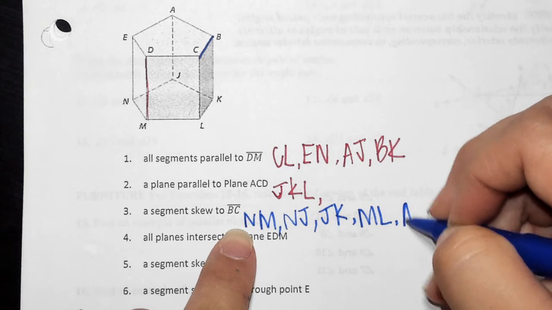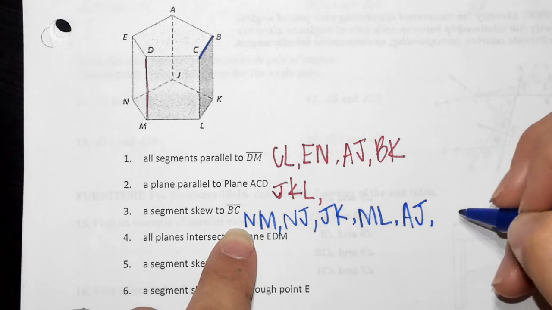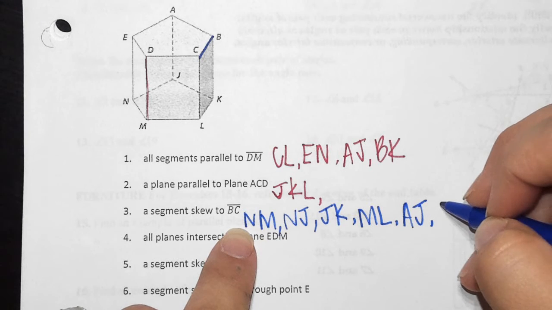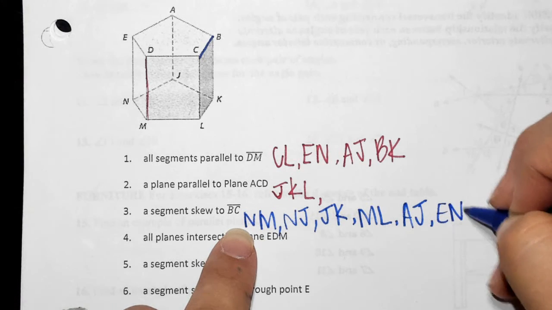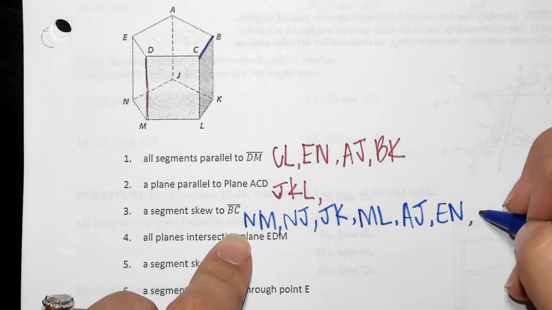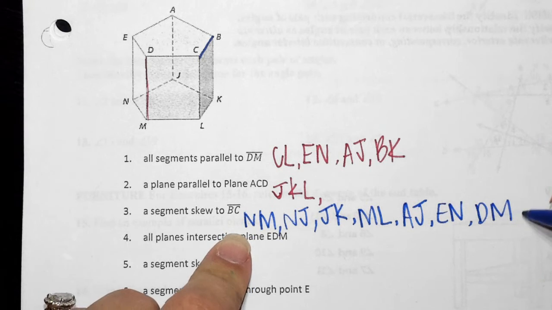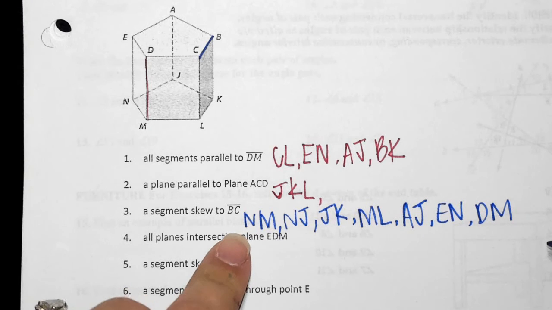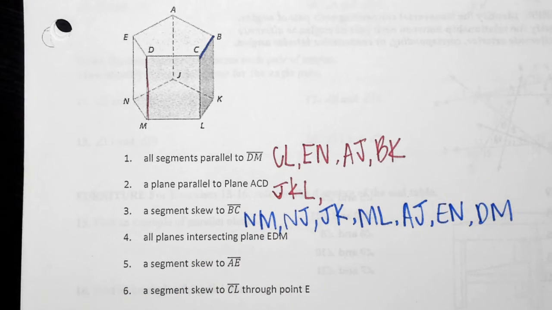AJ. EN. You guys said that. NM. What about DM? No. You can't do ED, can't do DC, can't do CL. I did ML. Good, that's enough.